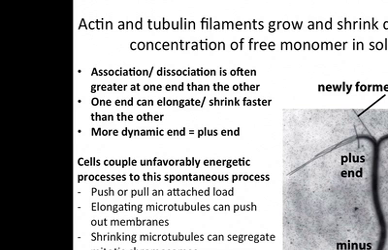So why do you care about all this? Well, cells use this. They couple energetically unfavorable processes to this spontaneous process. They can push or pull an attached load. Elongating microtubules can push out plasma membranes. Shrinking microtubules can segregate mitotic chromosomes. Elongating actin filaments can help push out the leading edge of motile cells. So this is related to the cell and all the cellular processes and cell movement.